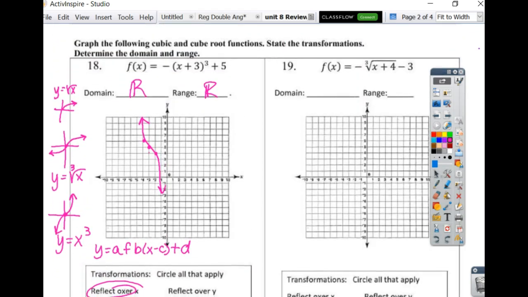All right, you try the next one. It's a cube root, so it starts like this one.